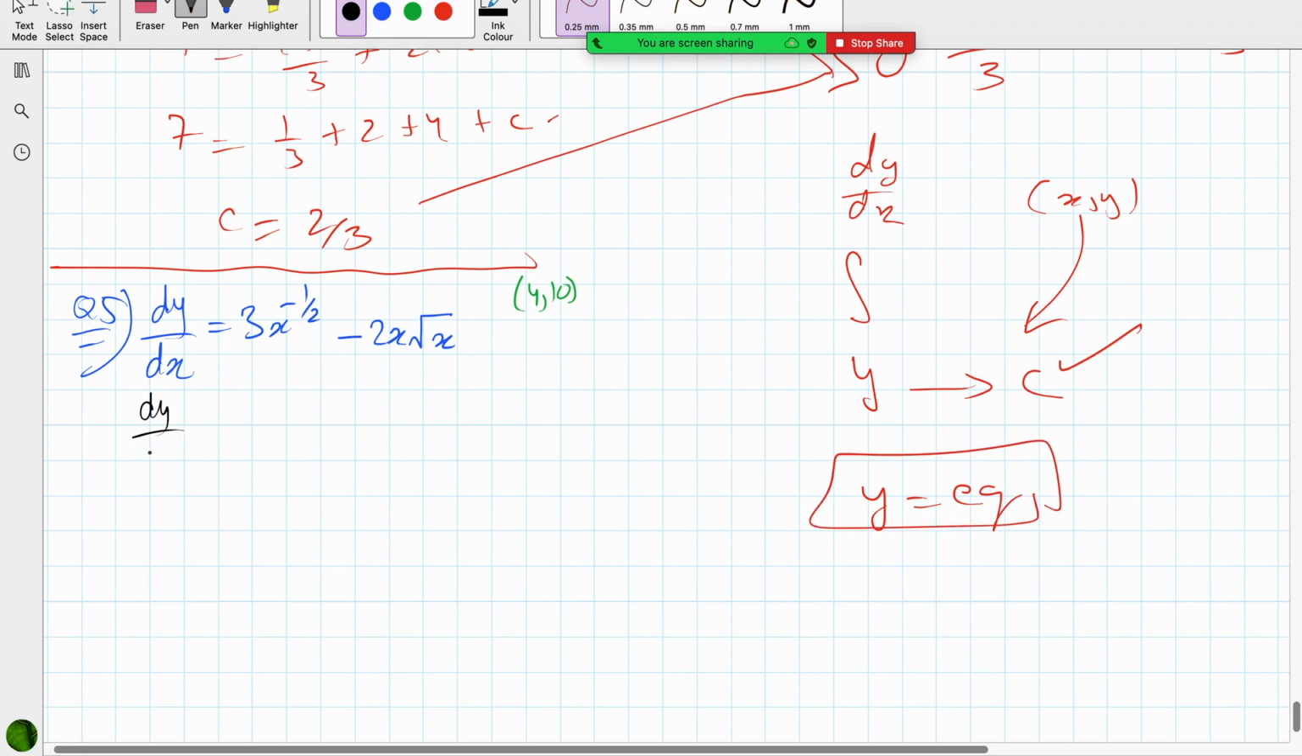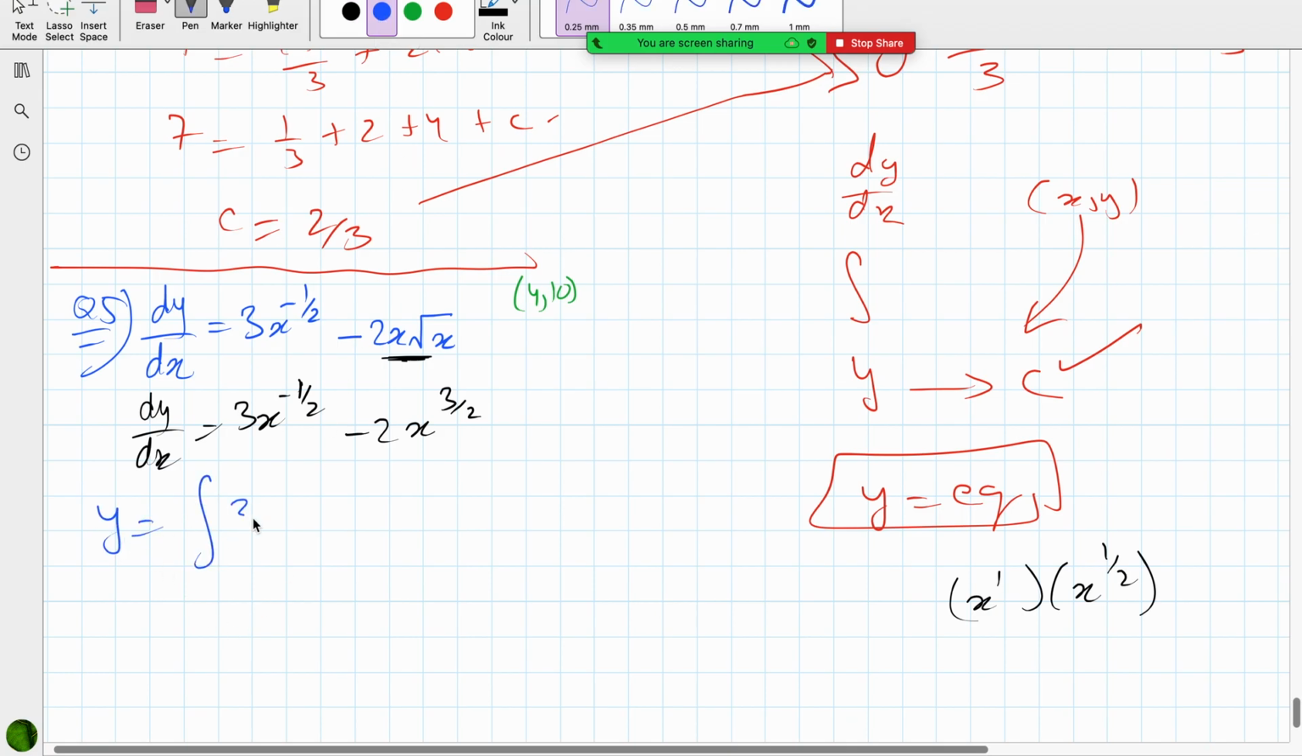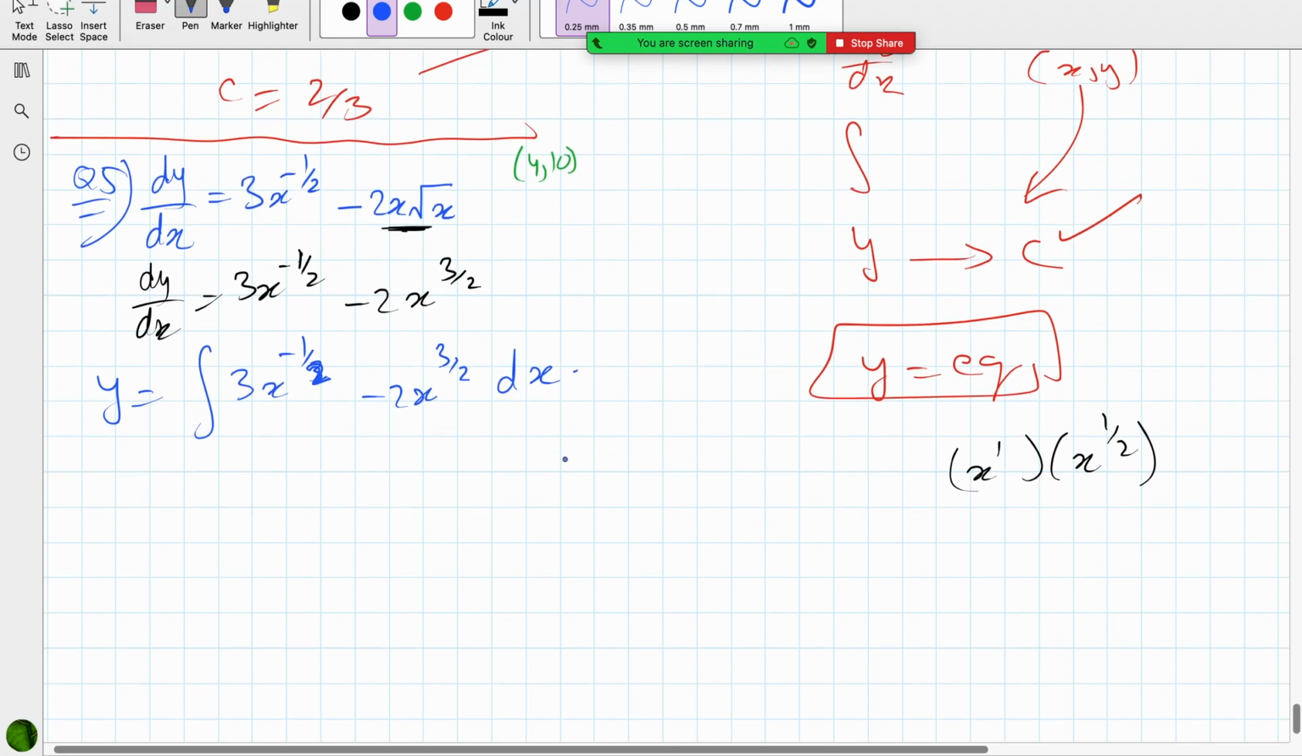So step 1, simplifying the equation for myself. This is 3x to the power minus 1 by 2. Now what is this? This is x raised to power 1 multiplied with x raised to power 1 by 2. So 1 plus 1 by 2 is 1.5 or 3 by 2. So minus 2x to the power 3 by 2. This is my differential. I'm going for integration. y is equal to the integral of 3x to the power minus 1 by 2 minus 2x to the power 3 by 2 with respect to x.